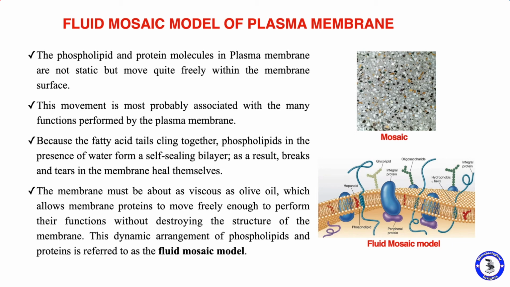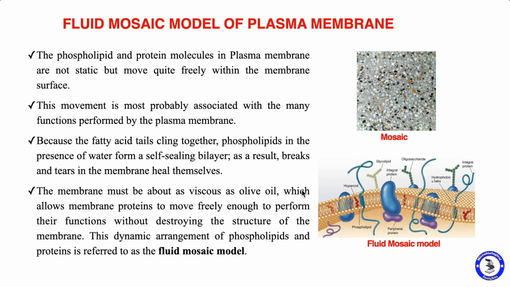So this is an important property of this structure. And when we see the structure, the plasma membrane is viscous in nature. Viscous means it is sticky, like olive oil. Because of this sticky nature, the phospholipid and protein molecules can move. It is easy for them to carry out their special functions. So this dynamic, changing arrangement of both the phospholipids and proteins is termed the fluid mosaic model structure.